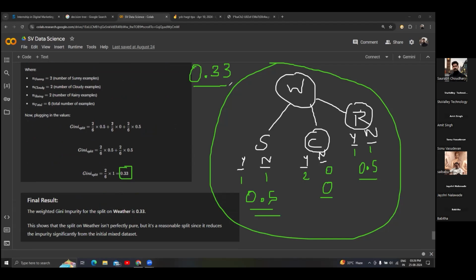It is 0.33, which is the Gini impurity. How much impurity is it? It is almost one third impure. A lot of impurity is there. Okay, same way you will do for the next one.